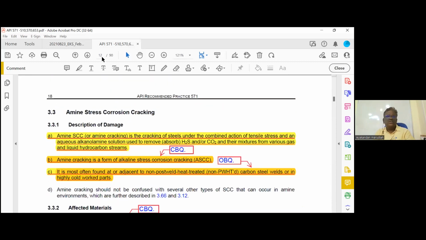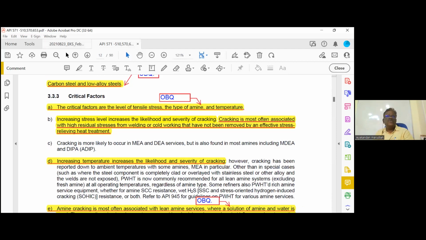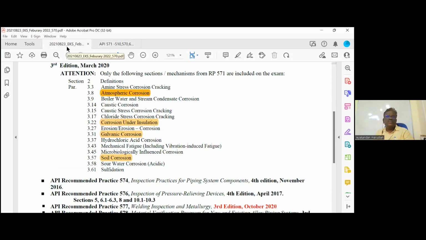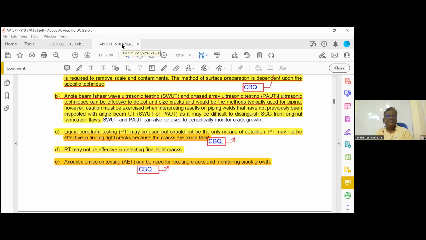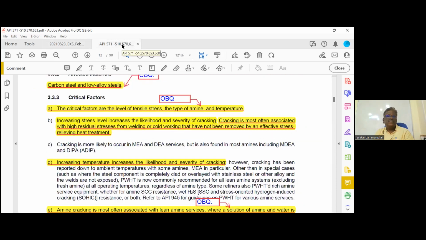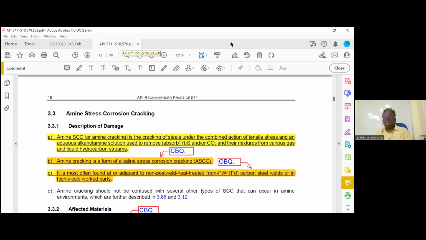Or we can do it continuously also, no problem. What is the first damage mechanism? Amine only first. Okay, no. First, what is meant by amine? Page number 18. We will go continuously, no problem.